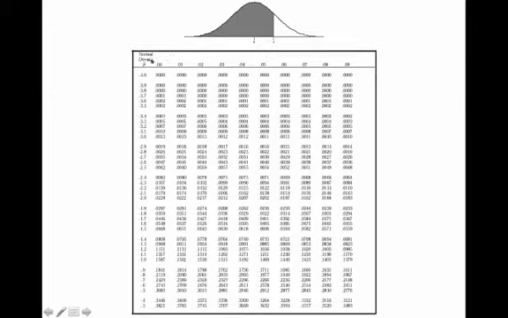What's happening here is we have z-scores that are in this column, and then z-scores in this column. The z-scores here are 1 decimal place, and the z-scores here are 2 decimal places. So you combine these if you wanted to find the area under the curve for a z-score of negative 0.45. What you would do is you would take negative 0.4 and 0.05, and where those two intersect would be your area under the curve.